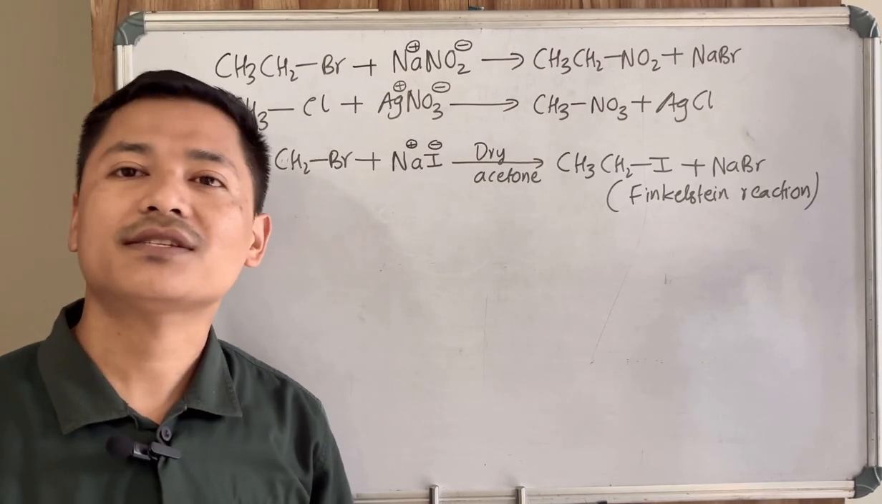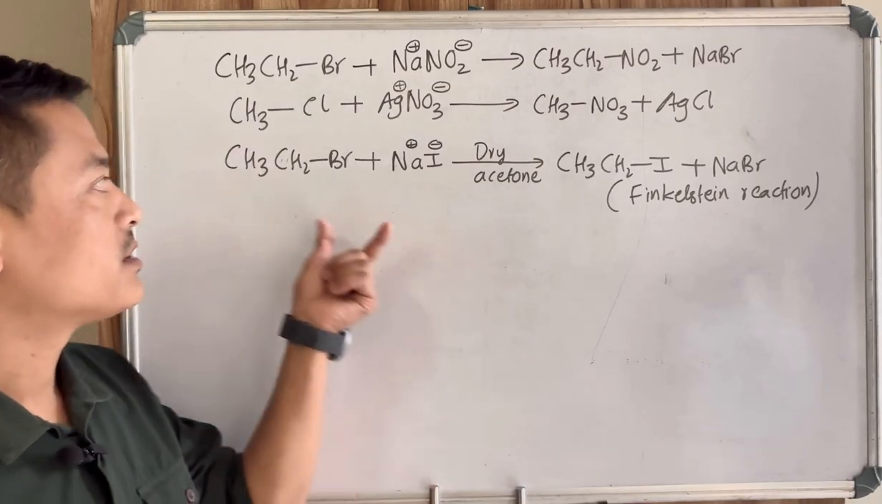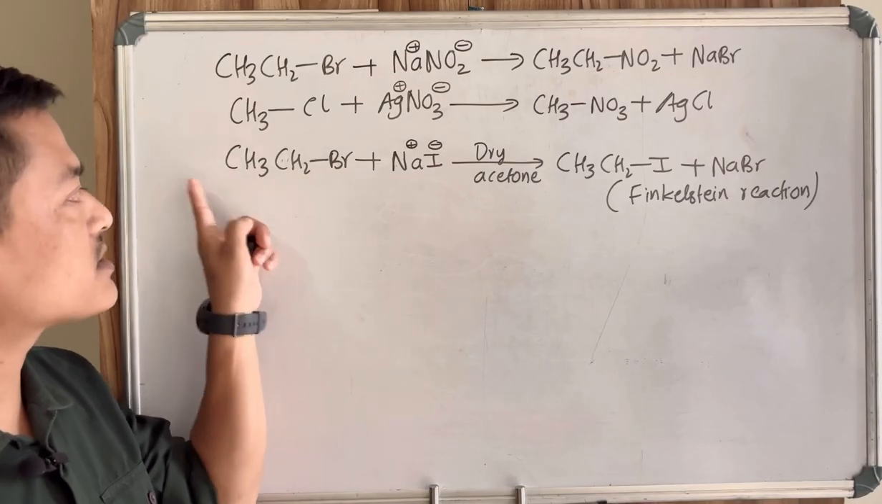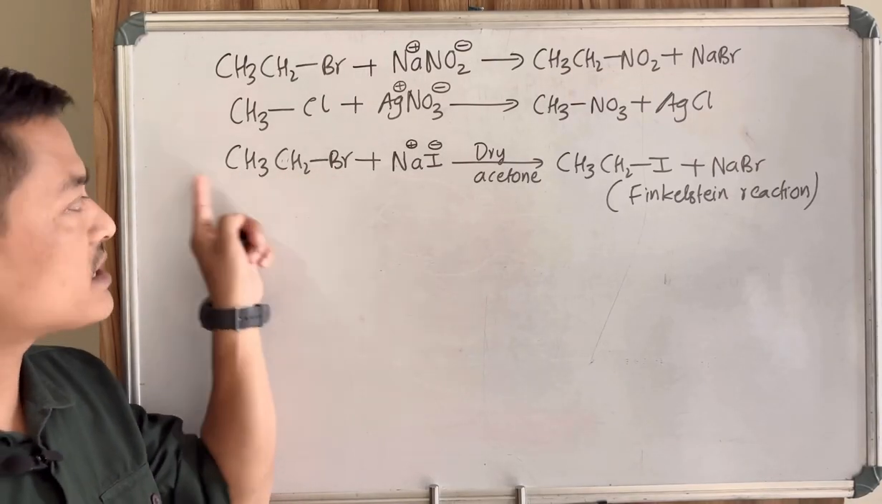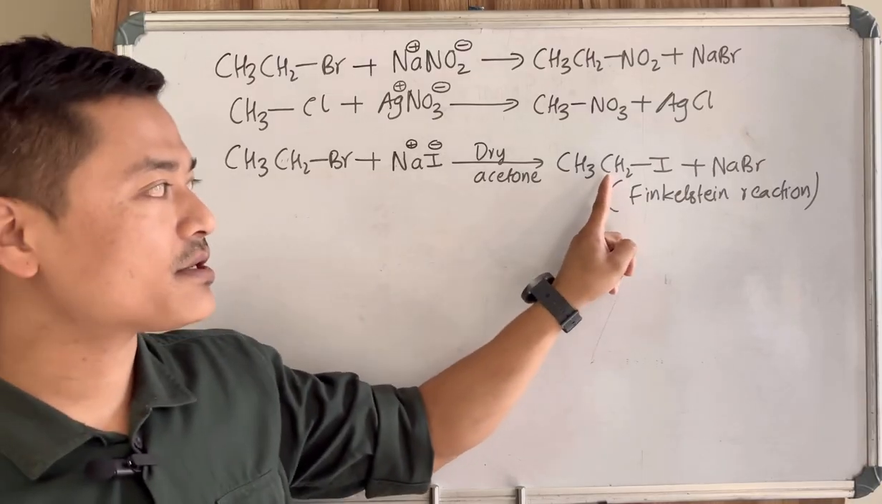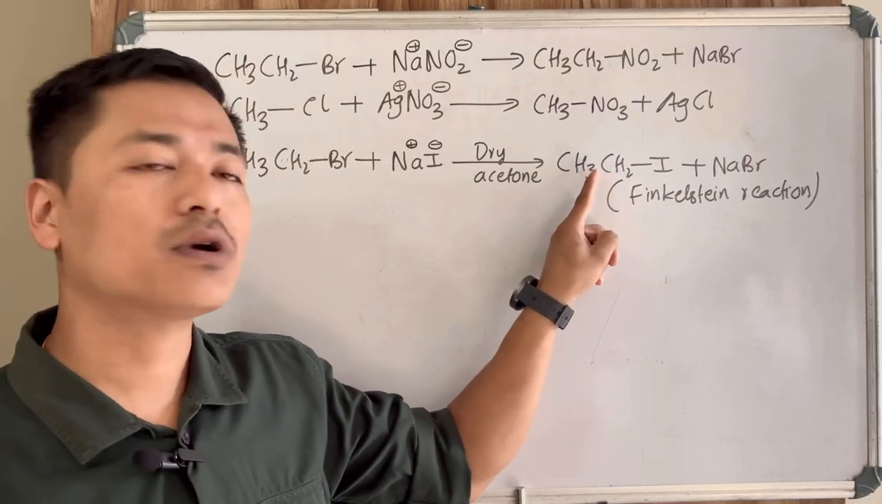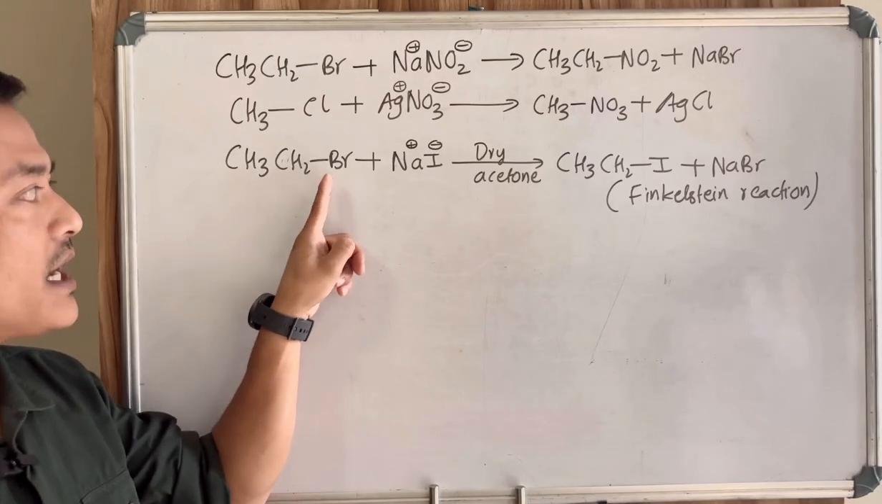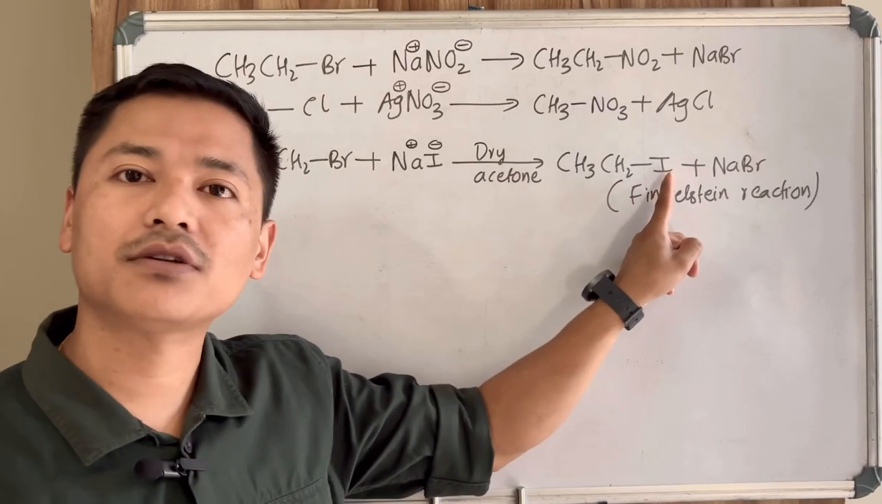So basically what is happening in this reaction is, this is your haloalkane, CH3CH2Br. Halogen is attached with the hydrocarbon. That is why this is a haloalkane. Similarly, this is the product formed over here. This is also a haloalkane. But the difference is, over here there is bromine, and bromine has been replaced by iodine.